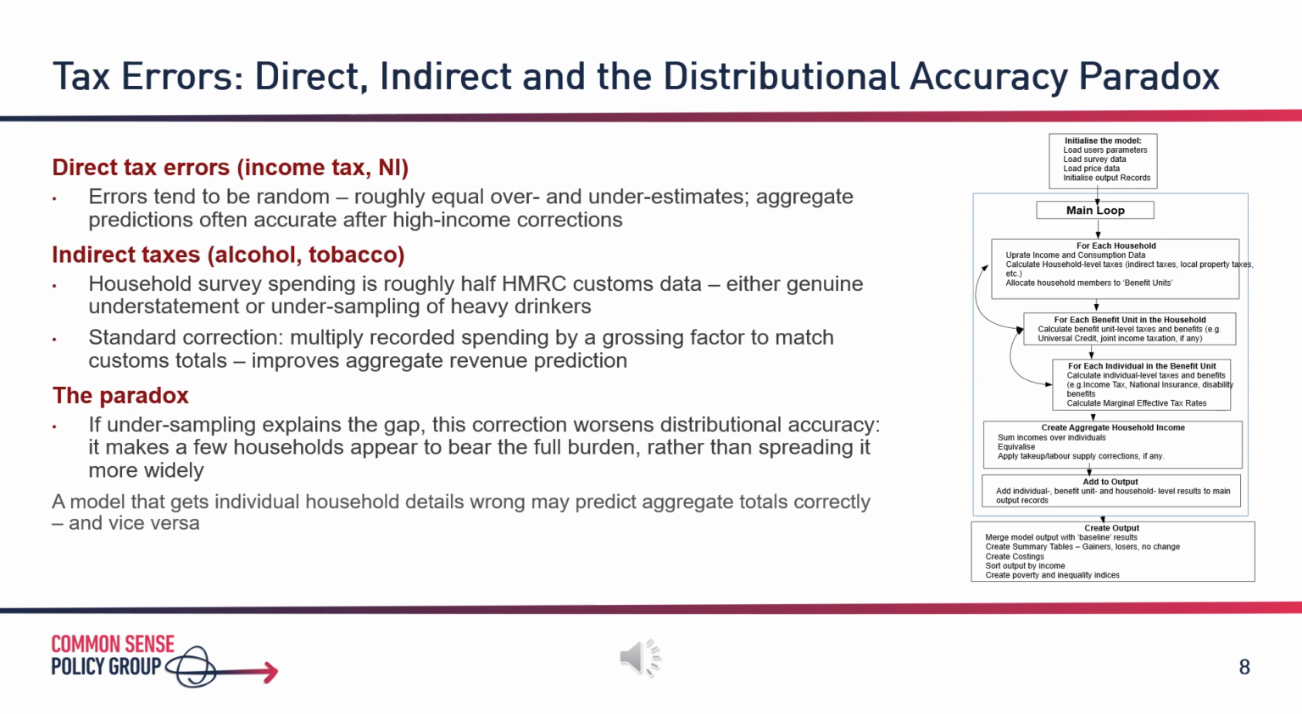multiplier makes it appear that a small number of survey respondents bear enormous burdens, when in reality the burden is spread more widely. This is the distributional accuracy paradox. A correction that improves aggregate performance can make the model's picture of who bears the burden systematically misleading.